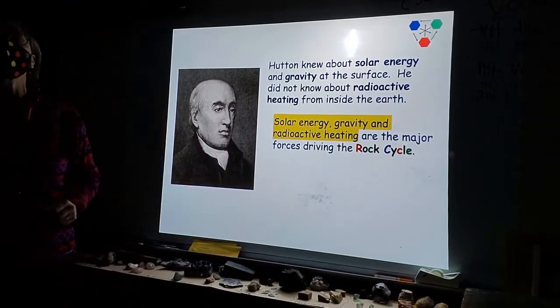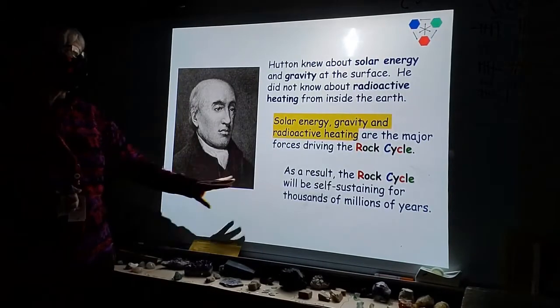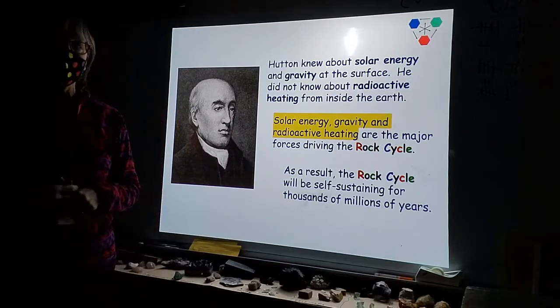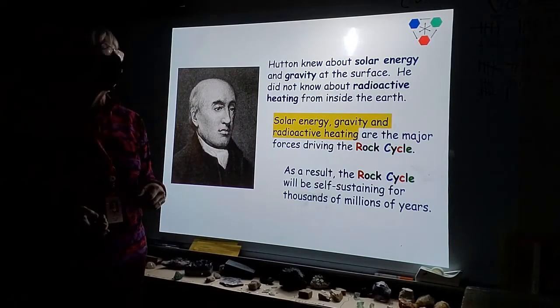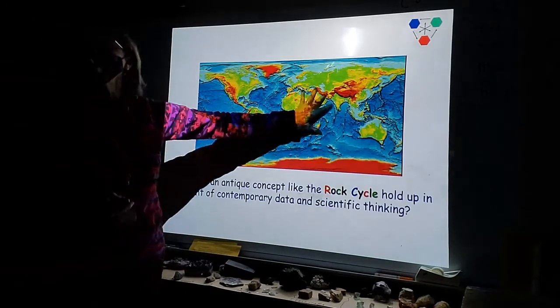When we get to plate tectonics, we'll talk about that a lot more. In the meantime, we do know that the rock cycle, because of these things, will self-sustain itself for thousands of millions of years, billions of years. It will just keep going on and on and on and on.